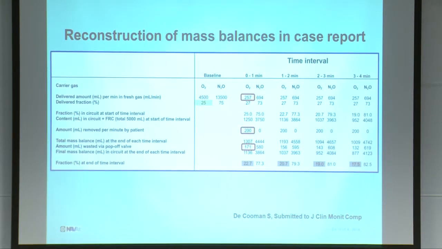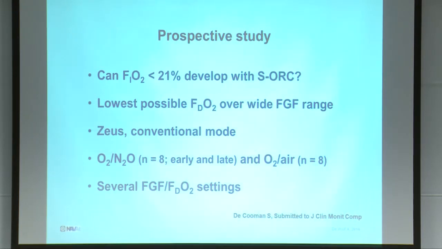That has to result in a reduction in oxygen concentration in our system. It's a simple result of the mass balances. And if you do this calculation for several minutes in a row, you will see that the oxygen fraction in your system will go from 22.7% to 17.5%. So this is totally predictable if you look at the mass balances in this case.